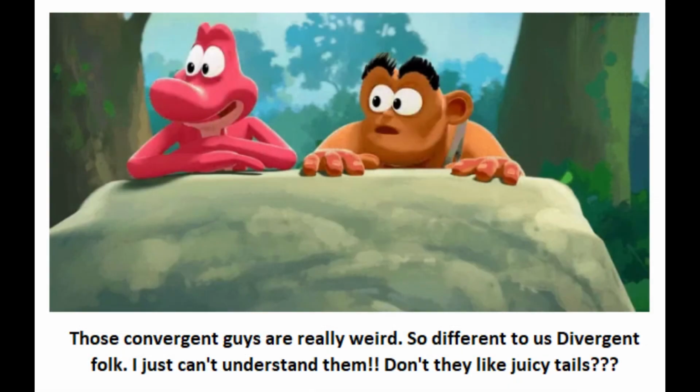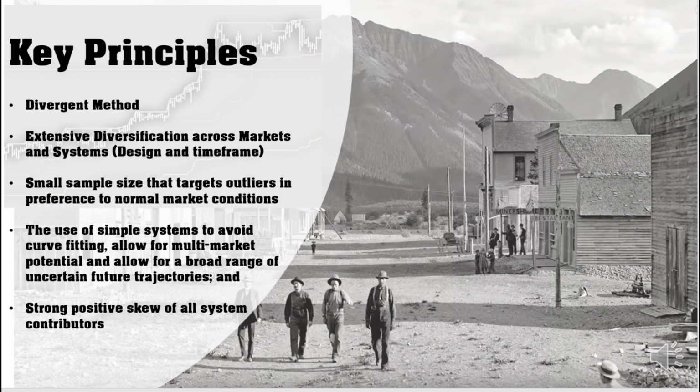Now, as discussed in the prior episode, the success of our technique over the long term relates to a number of principles that we seek, namely a divergent method that is unbounded in profit potential achieved by cutting losses short and letting profits run at all times, extensive diversification across markets, extensive diversification across systems, a small sample size per system that seeks to respond to more exotic trending environments that lie outside the everyday market churn, the use of simple trend following systems to allow for multi-market potential and the ability to cater to a broad array of different trajectories of trend in these exotic zones of non-normality, and strong positive skew of system returns. And this skew is a symptom arising from cutting losses short and letting profits run in an environment dominated by fat-tailed behaviour.